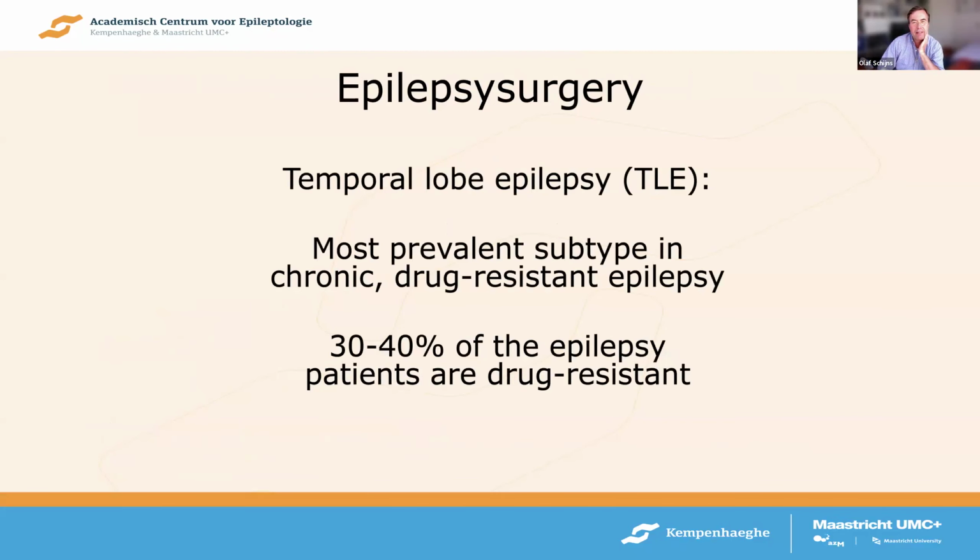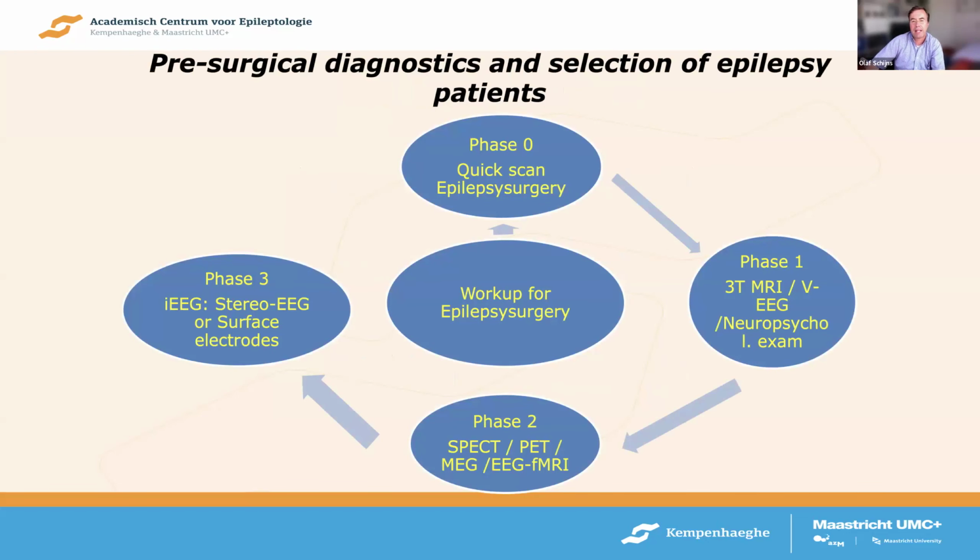Well, I recap a bit. That's always good. Temporal lobe epilepsy is of course the most prevalent subtype in chronic drug-resistant epilepsy, and 30 to 40% of those patients are drug-resistant. We have a phase structure in the trajectory for selecting patients for epilepsy surgery. Phase 0, we call it, is a quick scan. The neurologist in our center scans within 1 week if a patient can go into the epilepsy surgery program or not. These are patients from the peripheral Dutch hospitals, when neurologists are doubting about a patient with epilepsy. They can send them to our epilepsy center, and then phase 0 is started.